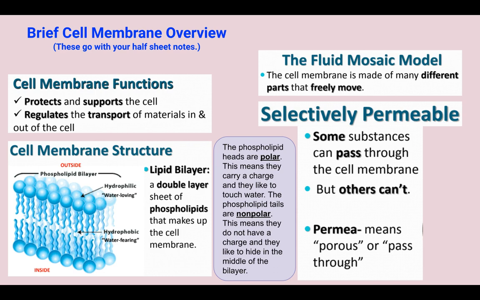Our cell membranes are also selectively permeable. This sounds fancy. So to select something, you're getting to choose, right? And permeable is referring to the fact that things can pass through it because it is porous. So some substances can pass through the membrane and others can't. It gets to choose. It gets to select which things come in and which things go out.